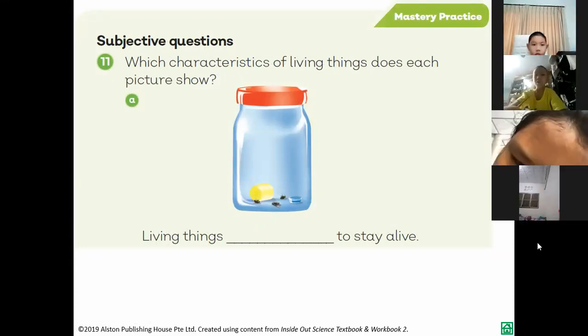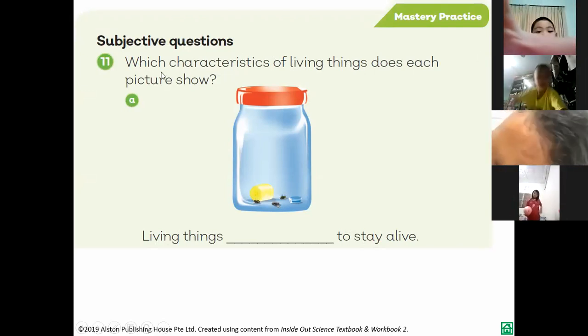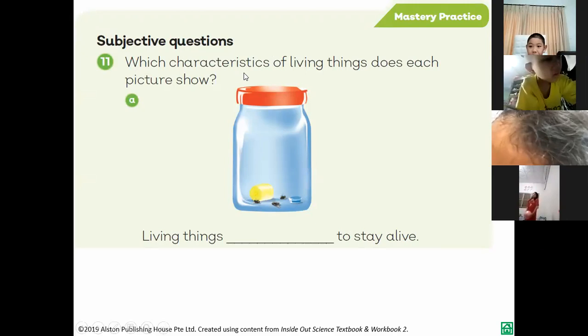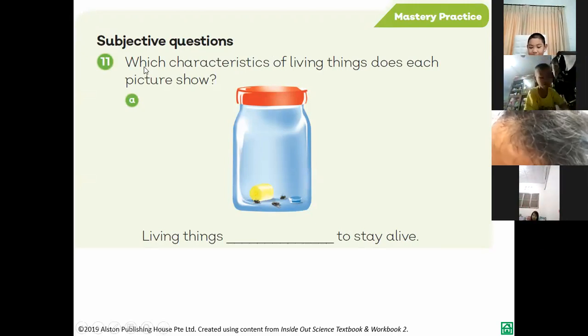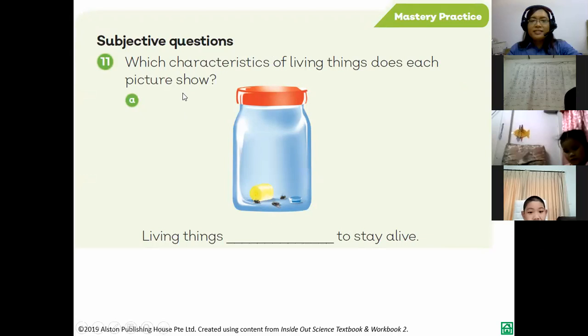Number 11. Who wants to read number 11? Who wants to read? Characteristics of living things is creature. Very good, Ashita. So which characteristics of living things does each picture show?